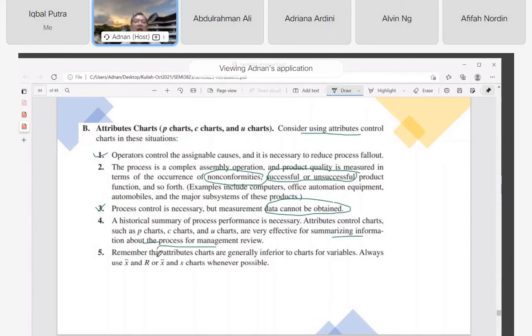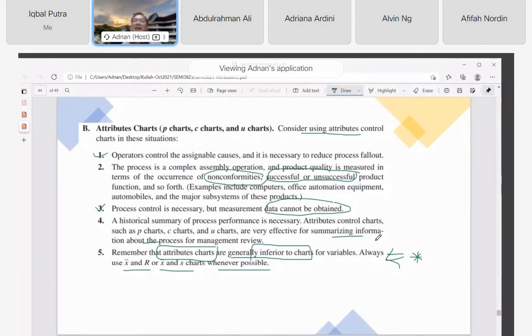Attribute charts are generally inferior, meaning not as good as variable charts. Okay, there is limitation. Information is also limited. Always use X bar R or X and R chart whenever possible. Whenever possible, use variable. Unless you cannot use those because of expense, or because you want a quick decision, then you can use attribute control chart.